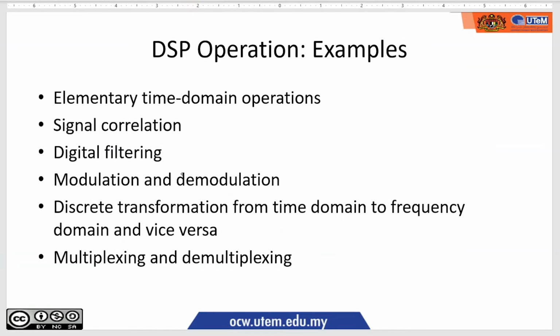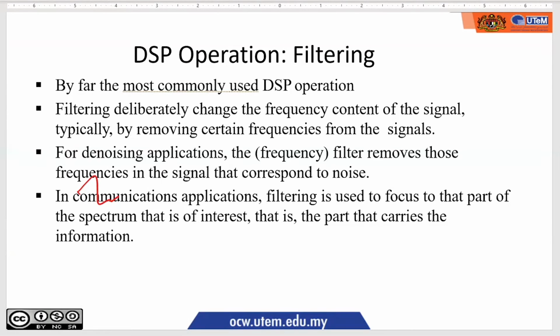For the DSP operation example, I think that would be many: signal correlation, digital filtering. The one that might always come up in our subject would be filtering. Modulation, demodulation, this one is the vice versa process. Transmission. Okay, this is okay.